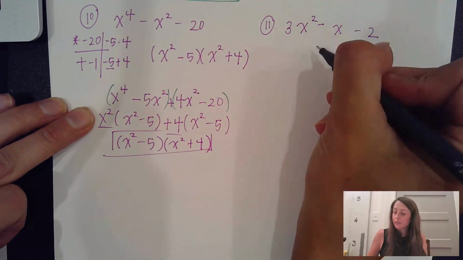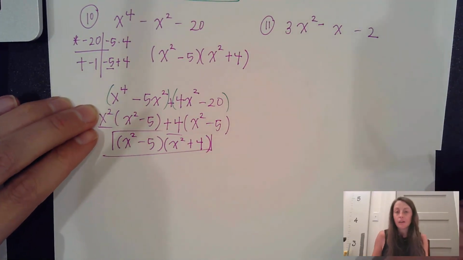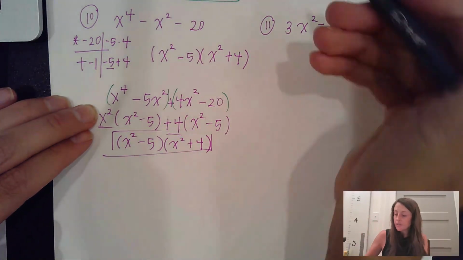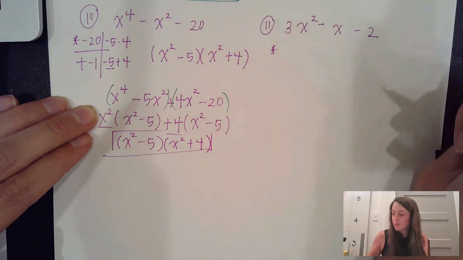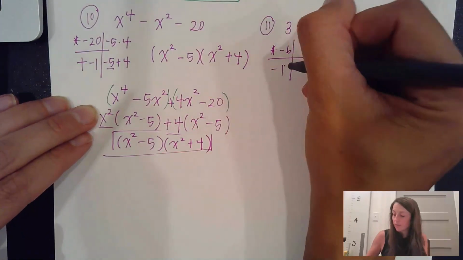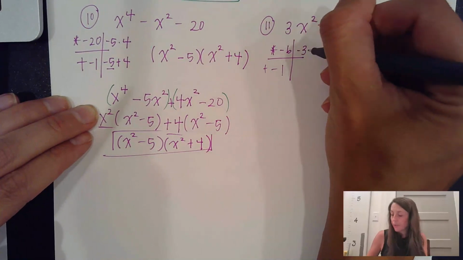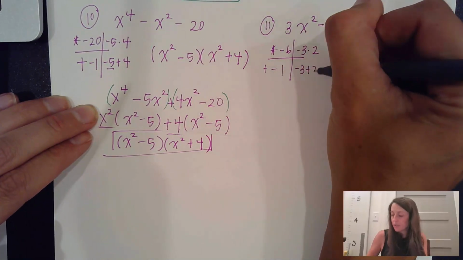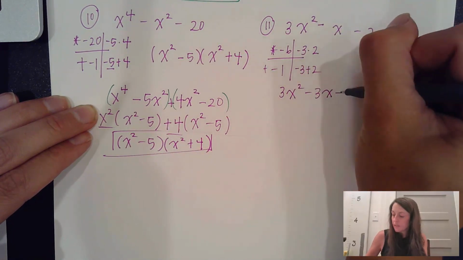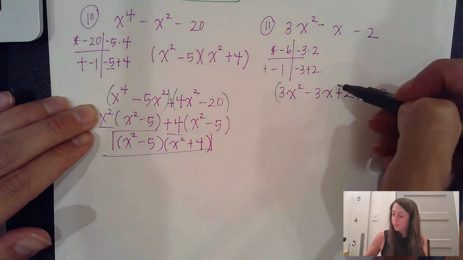All right, let's look at number 11. Number 11, you've got to do it by grouping, unless you do trial and error, where you can just think about some binomials that multiply together to give you this, which is fine too. So what multiplies together to give you a negative 6 and adds together to give you a negative 1? So that'll be what? Negative 3 times 2 and negative 3 plus 2. So we're going to have 3x squared minus 3x plus 2x minus 2. Group and group.